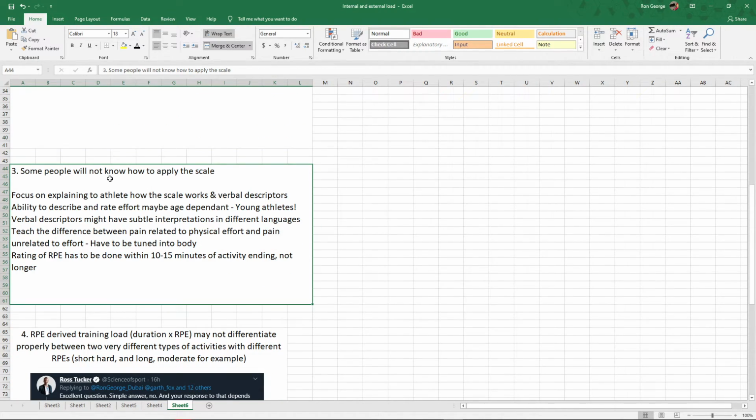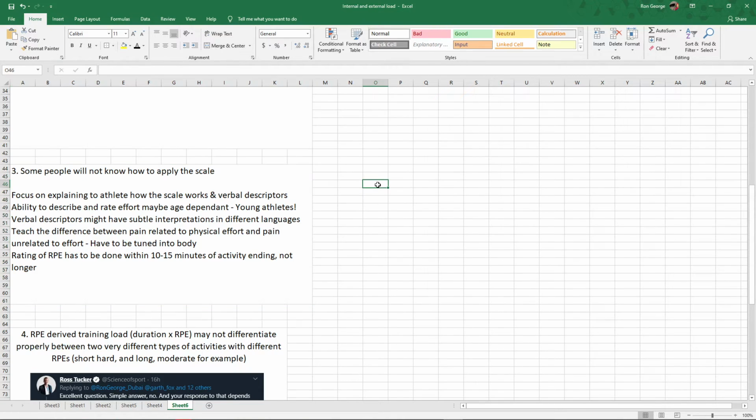Number 3 is some people just will not know how to apply the scale. Well, that's like anything else. You need awareness and education. As a coach, you have to focus on explaining this to the athlete, how the scale works. A scale is like a scale in a survey. It's an instrument, and so there is some awareness needed on how to use that scale. That's the responsibility of the coach if you're coaching an athlete, or if you're an athlete using this for yourself, then you need to know how really to use it.